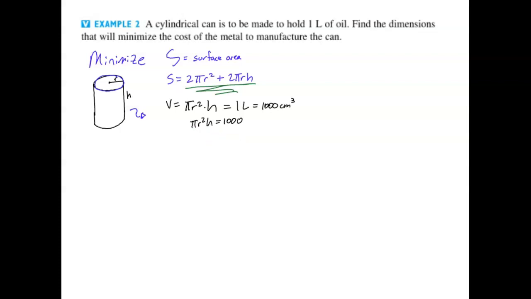So what we're going to do is isolate H, and we're not going to touch our calculators until the end. We're going to keep things exact. Meaning, when I isolate H, that's what? 1,000 over pi r squared, right? I'm going to leave it just like that.